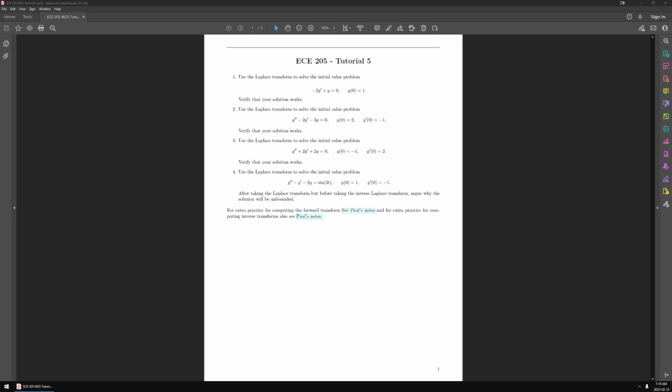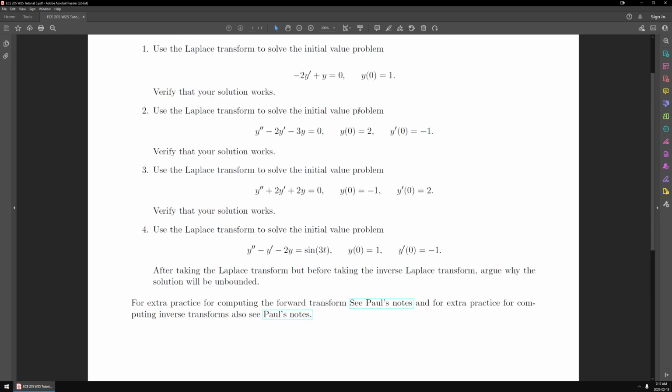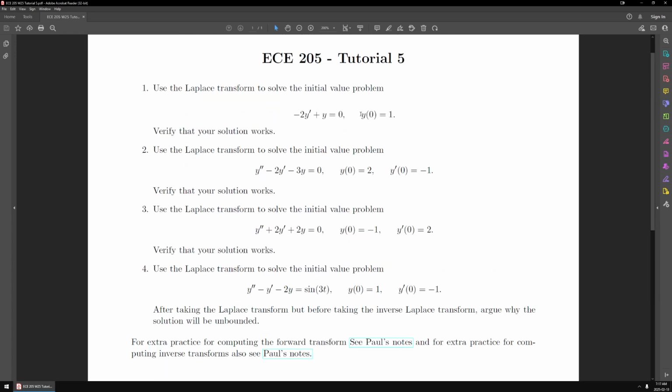Okay, we're going to knock out the tutorial now. So, for today's tutorial, the goal is just to get better at actually solving these differential equations using the Laplace transform. So, here we have 4 different problems to work through. They all have their own little differences to it, but mostly this is just to get you in the habit of actually solving these pretty efficiently. So, without further ado, let's start on the first one.